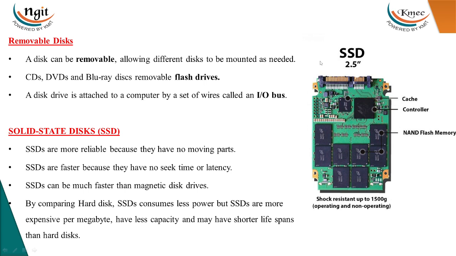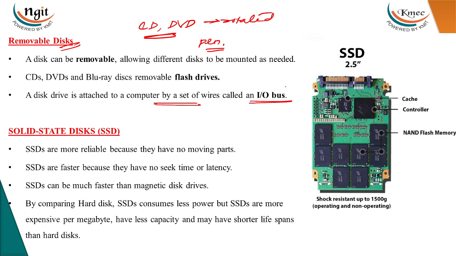Okay, then we will have a removable disk. Your pen drives, CDs, DVDs, flash drives, and external hard disks are all removable disks. CDs and DVDs are rotatable, they will be rotated. But pen drives, flash drives, memory cards, etc., are chips. A disk drive is attached to a computer by using a set of wires called the IO bus.